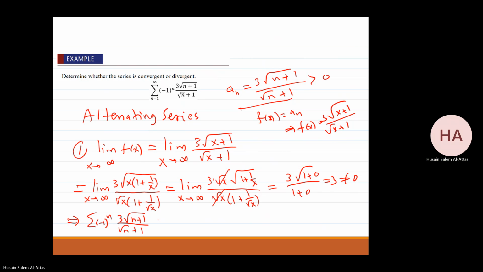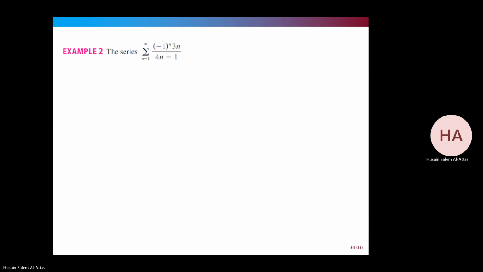will do what? Diverge. By what test? By the nth term test for divergence. It is not related to the series being alternating or not. Since this limit is not equal to 0, the limit does not exist as zero. So it will not go to 0.